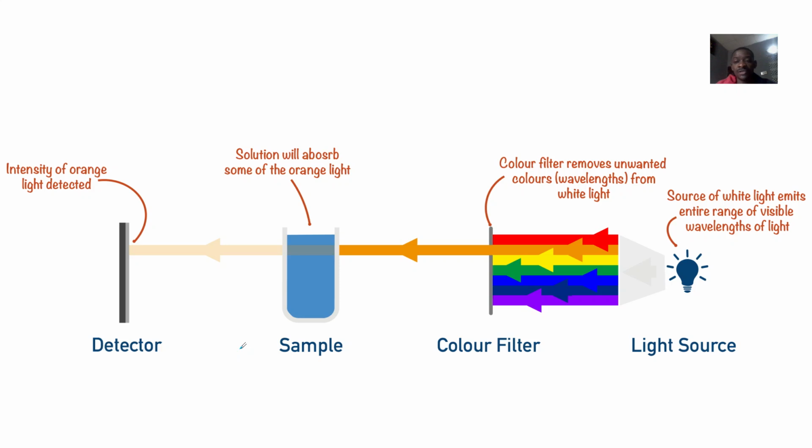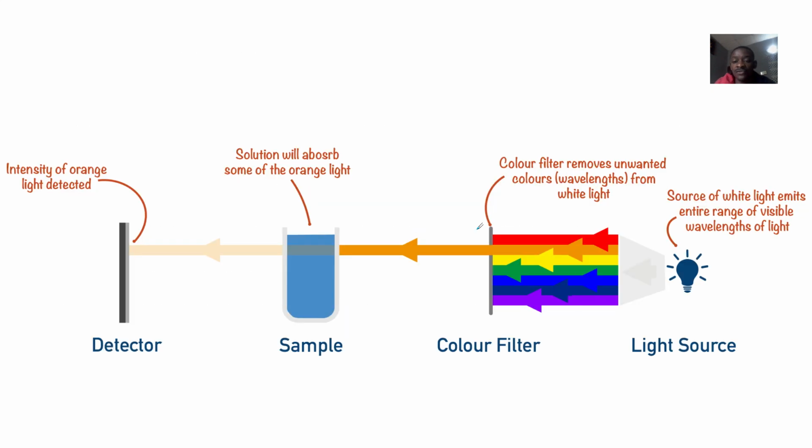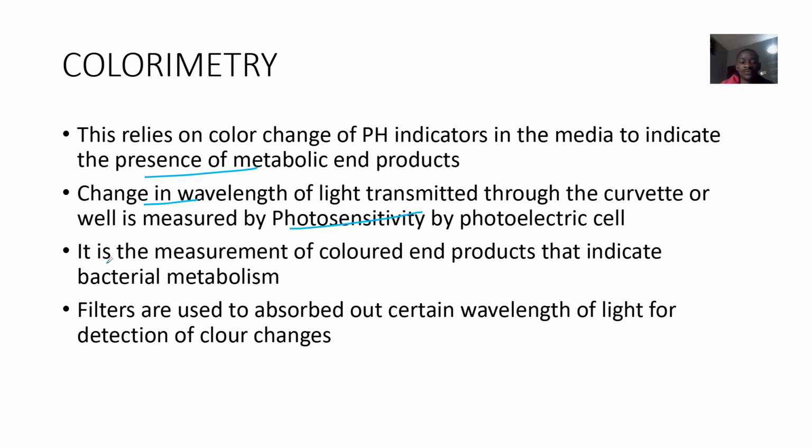So the first one is colorimetry. For colorimetry, we said that it relies on color changes of pH indicators in the media to indicate the presence of metabolic end products. So you are targeting the metabolic end products. A change in wavelength of the light transmitted through the cuvette or well is measured by a photoelectric cell. So it is the measurement of colored end products that indicates if a particular bacteria is present or not.